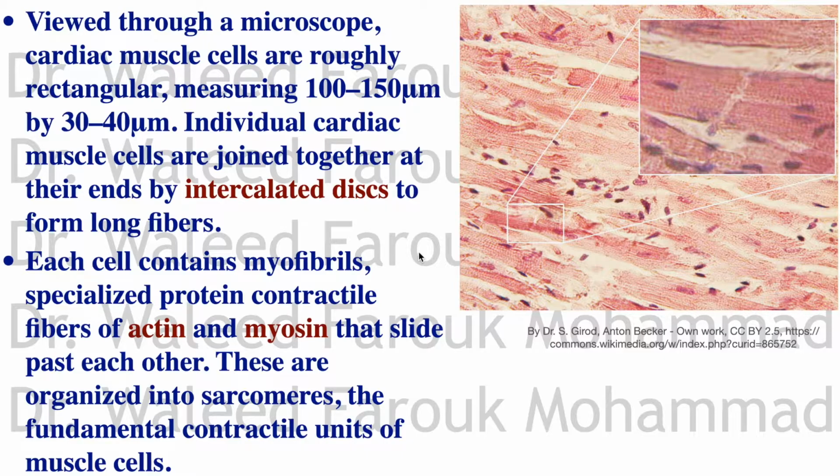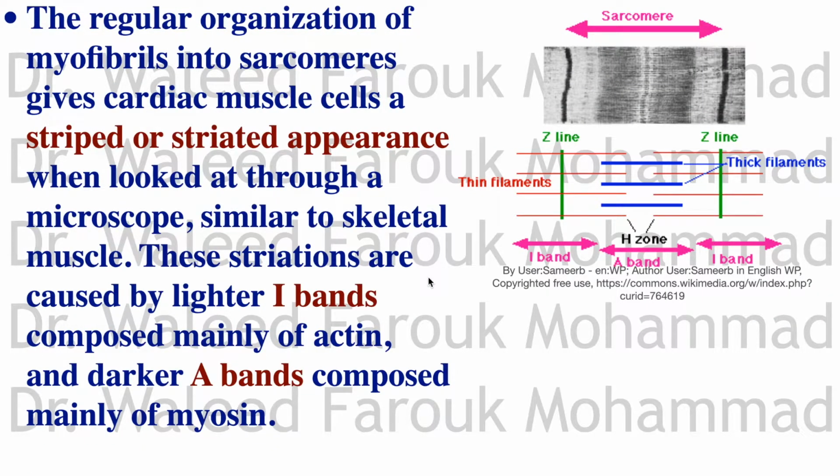there are contractile proteins called actin and myosin. They slide over each other to produce the contraction, and are arranged in a functional unit of the heart, which is the sarcomere. It's the fundamental contractile unit of the muscle cells. And this is what gives the heart muscle the striations, by the way, as you can see here. The distance between two Z lines is the sarcomere in this drawing.